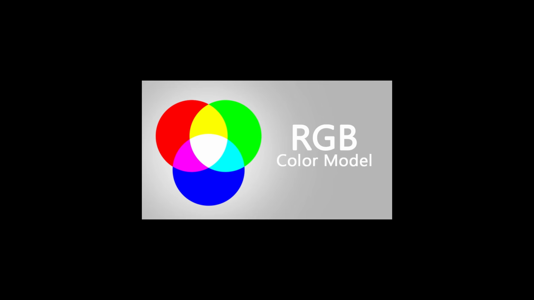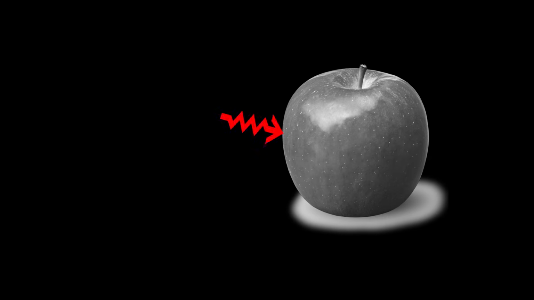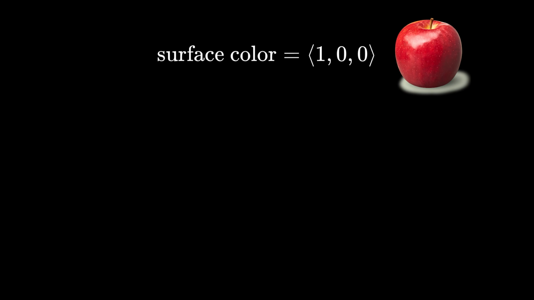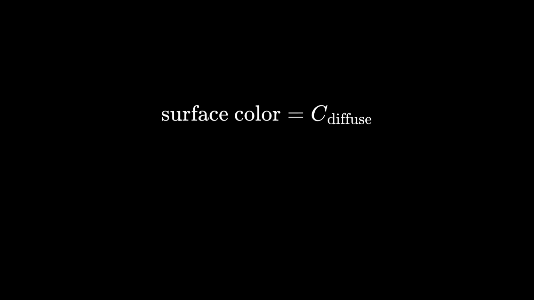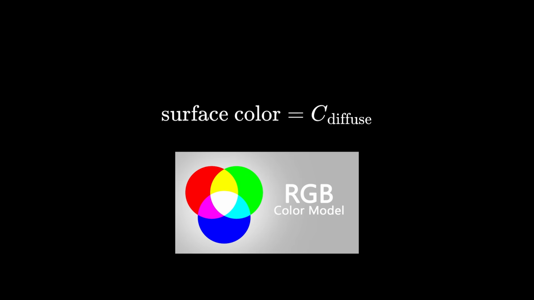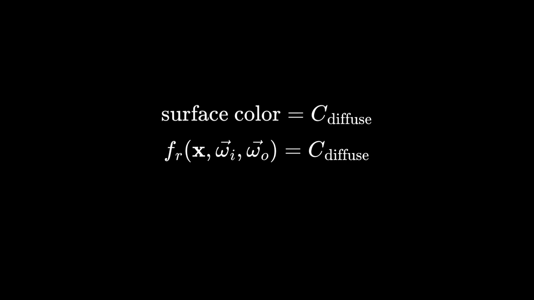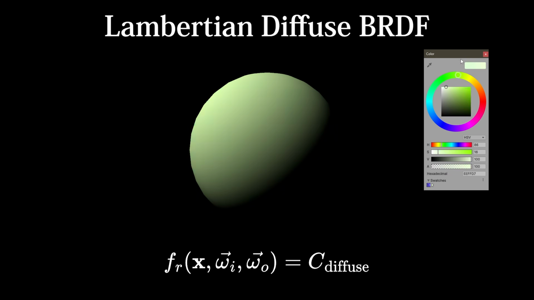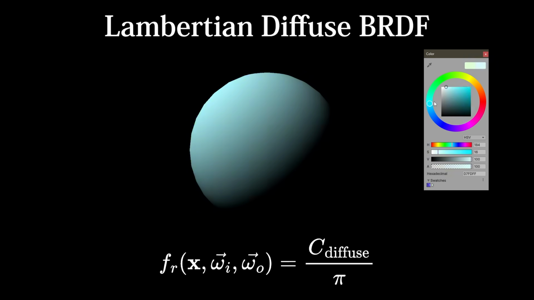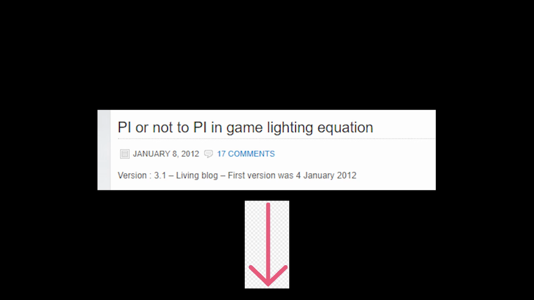The RGB color model allows us to represent this mathematically with ease. If the color of the surface is red, then multiplying it against white gives us red, as the green and blue were reduced to 0 per the multiplication. Replacing the red with a variable that describes the base color of the surface, we have derived the most basic of BRDFs, the lambertian diffuse. Technically, there should be a divide by pi here, but that's usually omitted in most game engine software. If you care about why, you can read this article linked below.